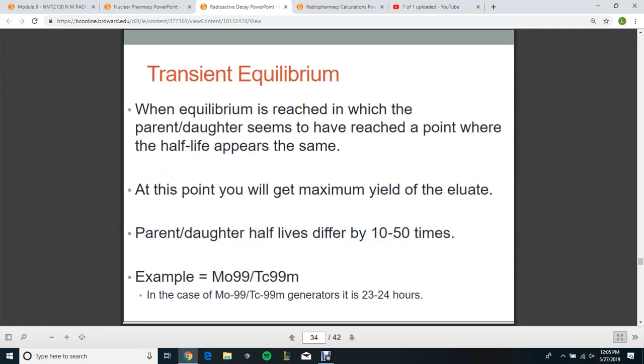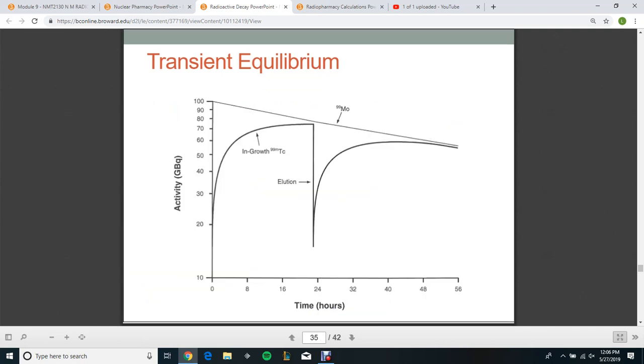Transient equilibrium. Equilibrium is reached in which the parent and daughter seem to have reached a point where the half-life appears the same. At this point, you will get maximum yield of eluate. The parent-daughter half-lives differ by 10 to 50 times. Example, molybdenum. In the case of molybdenum generators, it is 23 to 24 hours.